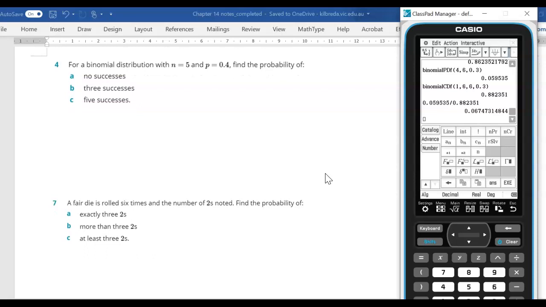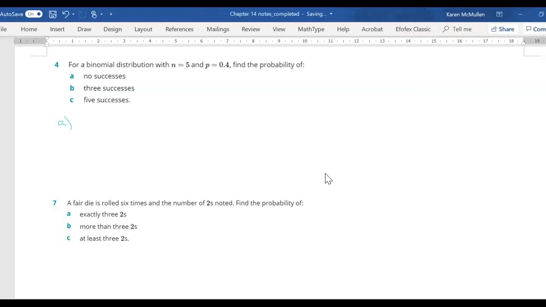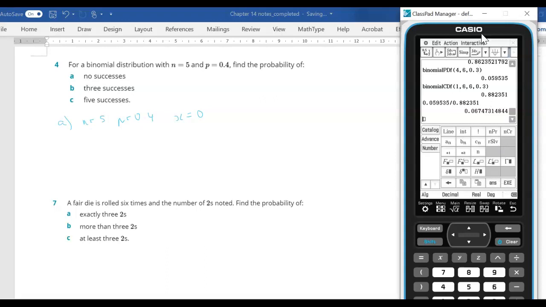All right, so let's do some questions. So question 4, for a binomial distribution with n equals 5 and p equals 0.4, find the probability of no successes, 3 successes, and 5 successes. Okay, so first of all, sometimes we don't need to use the binomial distribution, and I'll show you in a sec why. So if we've got no successes, so n equals 5, p equals 0.4, and x equals 0. So we can just go ahead and do that on our calculator.